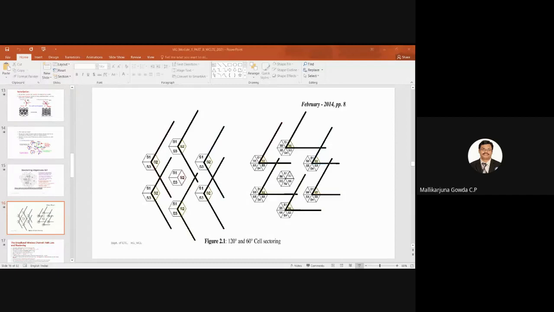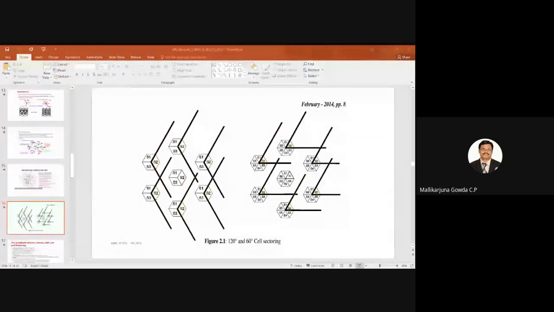So this is the first layer that I have considered. How many cells are there in the first layer? There will be 6 co-channel cells. Whatever I am circling now with the laser pointer, these are the co-channel cells, and this is the center cell. So this is what I call the first layer. There will be 6 co-channel interfering cells.